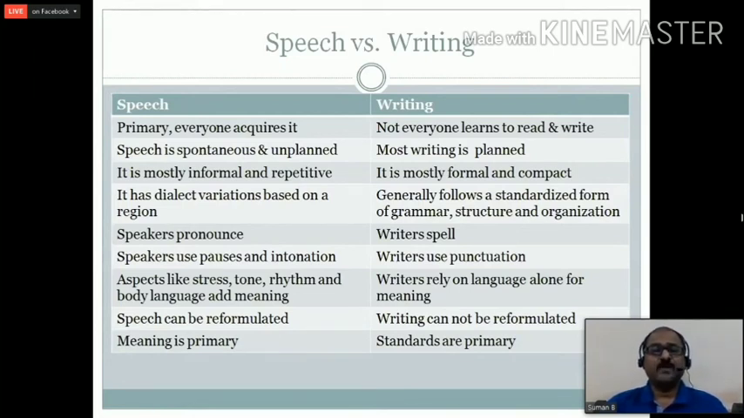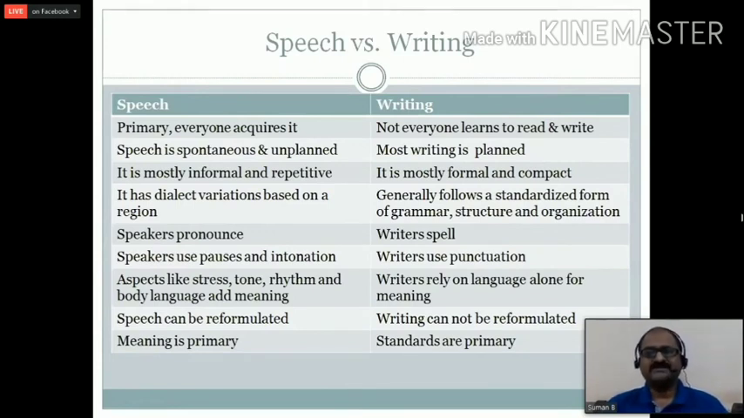Next, speech is spontaneous and unplanned. So what do we mean by this? Spontaneous. Do you really have time to plan your speech when you are speaking? Most of the time, no. You just have to speak without planning.